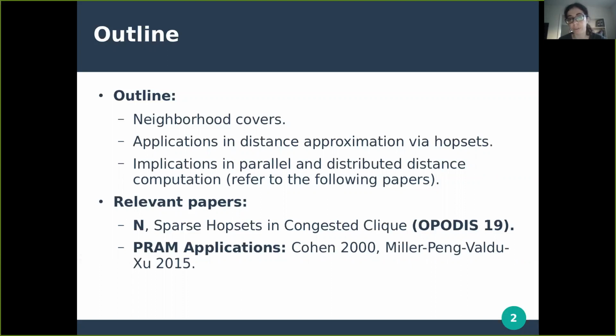And for that, I will refer you to the following papers. One is by myself for the congested clique model in particular. And there are also other older results that look at this problem in PRAM.